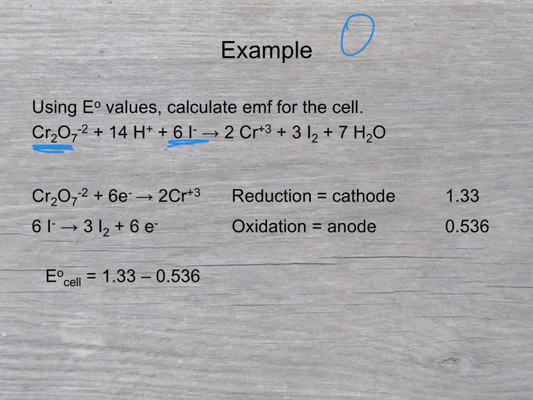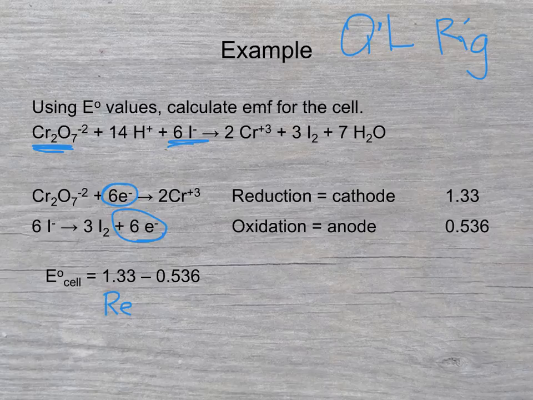Now remember, we have our OIL RIG. Oxidation is losing. We are losing our electrons here, so the I is our oxidation, and reduction is gaining, with electrons going in here, so that's our reduction. So we are able to do our red minus ox to find the value. You can see that 1.33 minus 0.536 gets us an E cell value of 0.794.